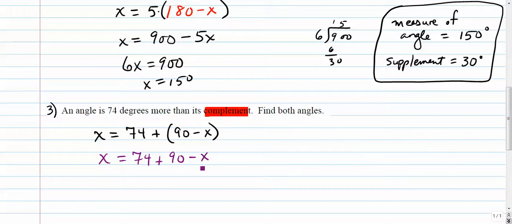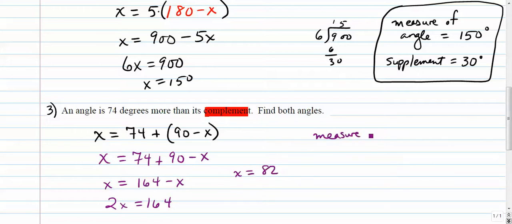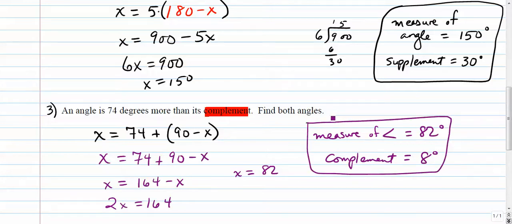Get rid of those parentheses, we don't need them. That's 164. We're going to move the x over. So x is equal to 82. So the measure of the angle, this is an angle symbol, is equal to 82 degrees. The complement of that angle is 8, 90 minus 82. And there's your solution. Really simple.